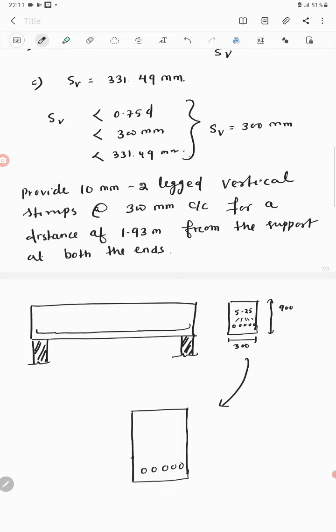Okay, now we have to provide the stirrup. To hold the stirrup, we have to provide 2 hanger bars at the top. Of diameter, let's say 2 numbers of 12 mm dia bars as hanger bars. Okay, so this is the longitudinal reinforcement.